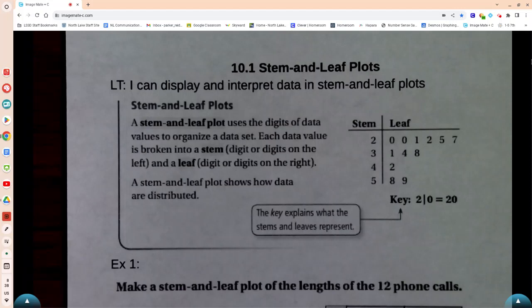Right, this is 10.1. It's about stem and leaf plots. Could I have a volunteer read the learning target where it says LT, please? Yeah? Explain the data in the stem and leaf plots.